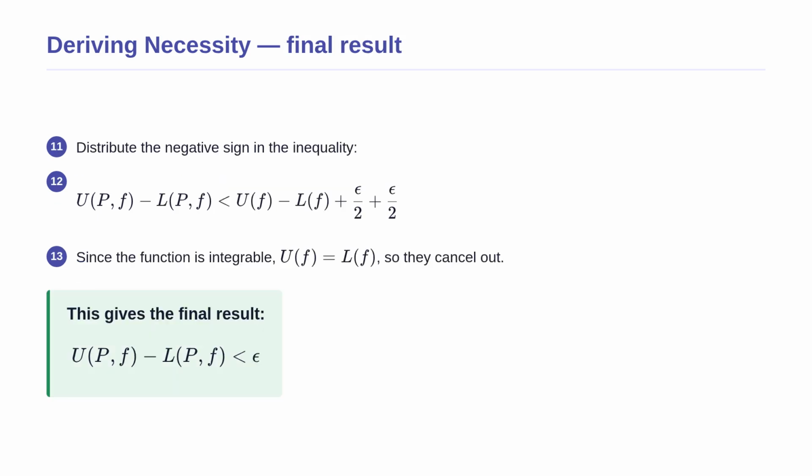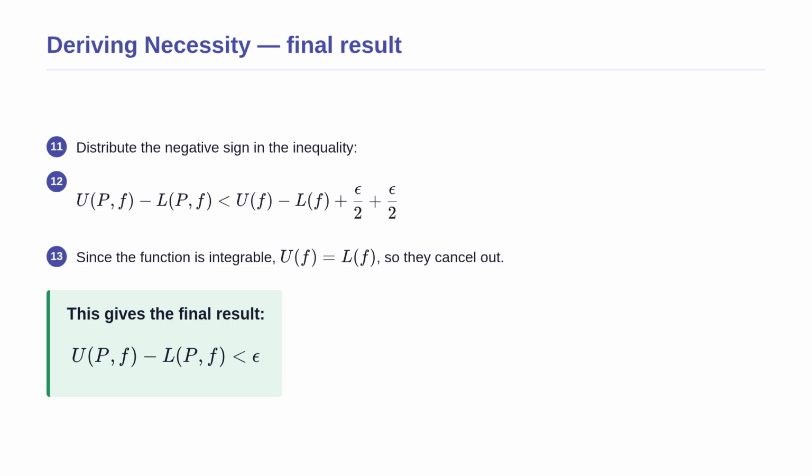We have reached the final steps of our necessity proof. We take the inequality we just built and distribute the negative sign. This leaves us with the true upper integral minus the true lower integral plus the two halves of our error margin. Remember our very first assumption?